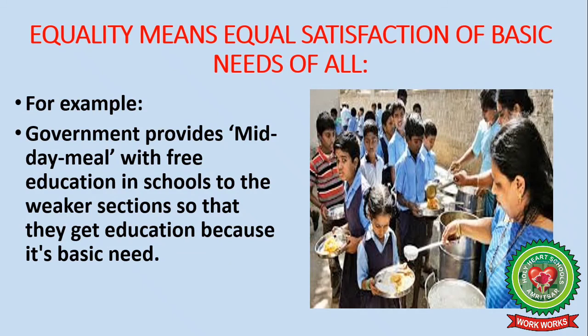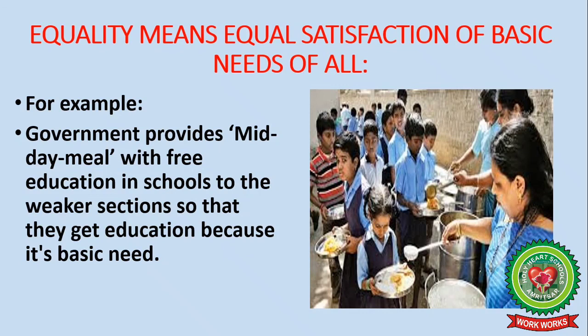And the next is equality means equal satisfaction of basic needs of all. Basic needs are food, clothes, shelter, education, and healthcare. Yes, I will discuss through an example. Now, government provides midday meal with free education in schools to the weaker sections so that they get education because it's a basic need. Now, here I have talked about two basic needs. You know which are those basic needs? One is midday meal and second is education.